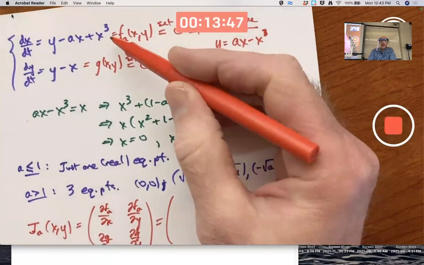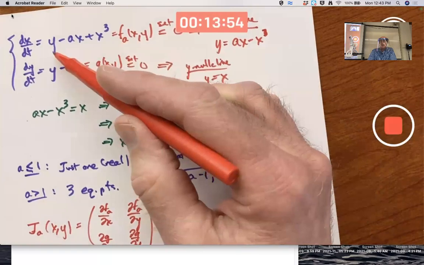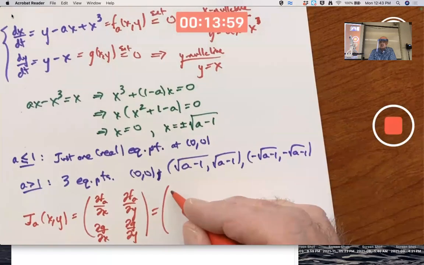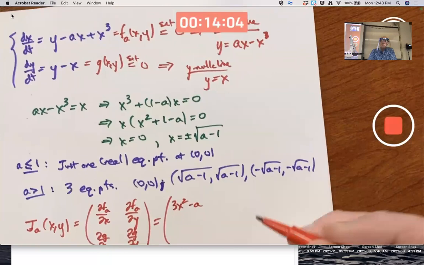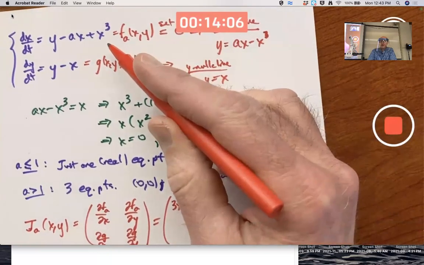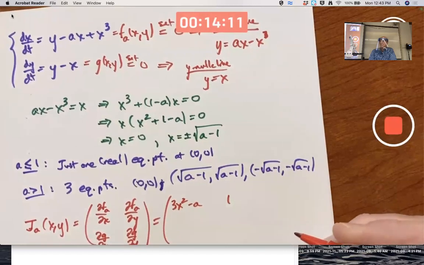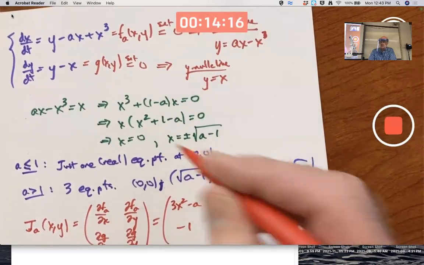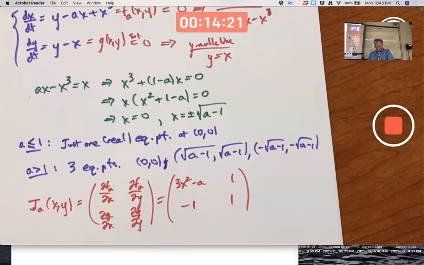Partial of f with respect to x, treat the y as constant and the a as constant for sure. Differentiate with respect to x, it gives you 0 there, minus a there, and plus 3x squared there. 3x squared minus a. Partial with respect to y, treat the x as constant. You get 1. Right? Now go to the g function. Its partial with respect to x is -1. Its partial with respect to y is +1. There is your Jacobian matrix. Turns out to not depend on y in this example, but it could have.